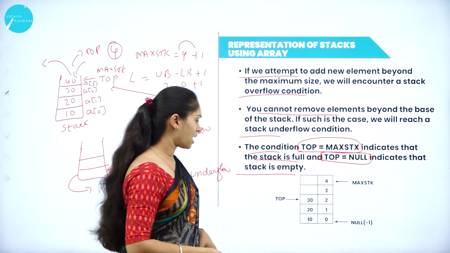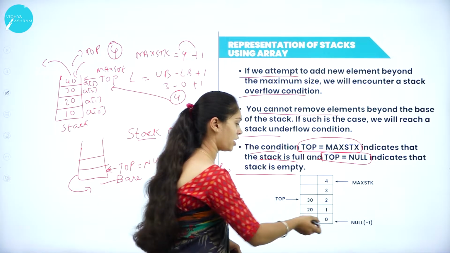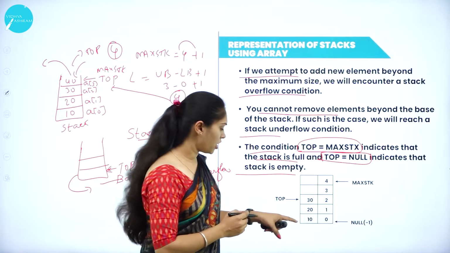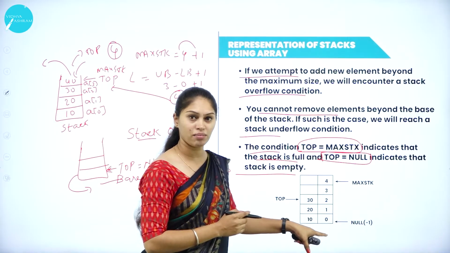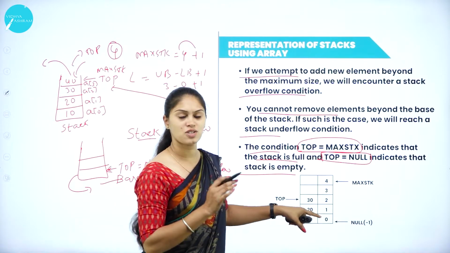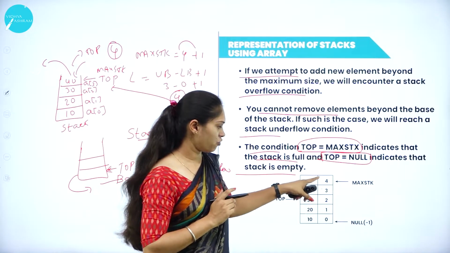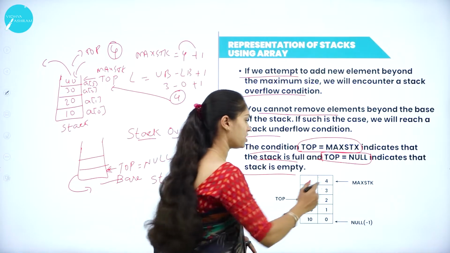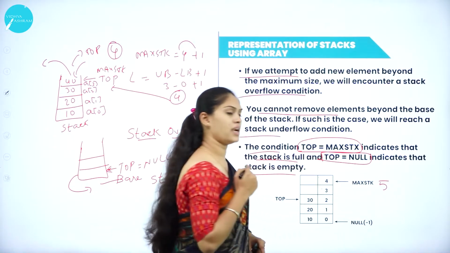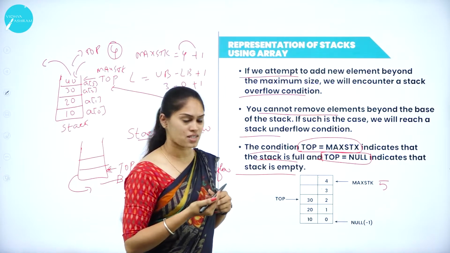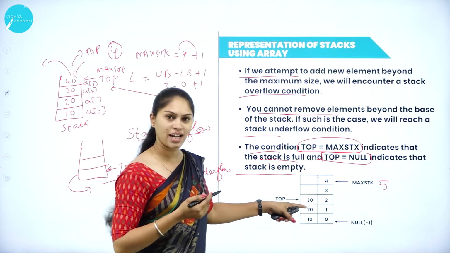Let me show you an example here. These are the memory addresses. They start from 0. Why? Because we are using an array, and the array's index starts from 0: 0, 1, 2, 3, 4. So what is the maximum size of this stack? 5 elements. We can store 5 elements, and I have only 3 elements here.